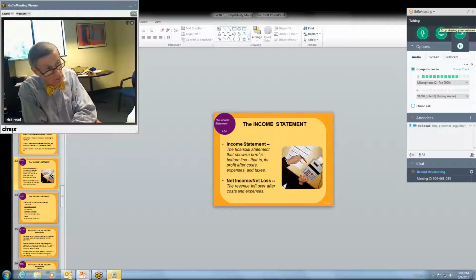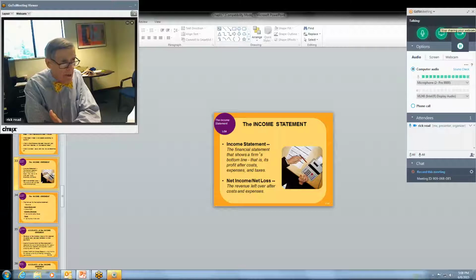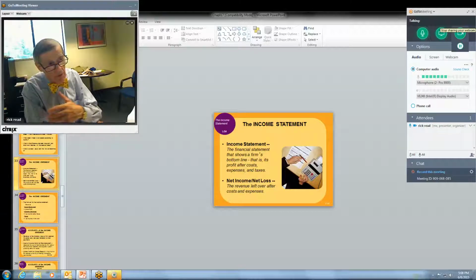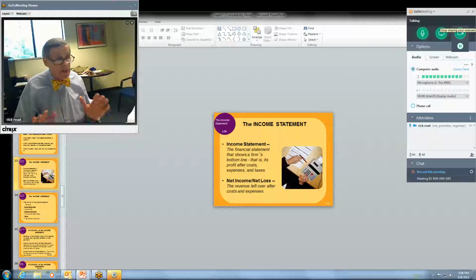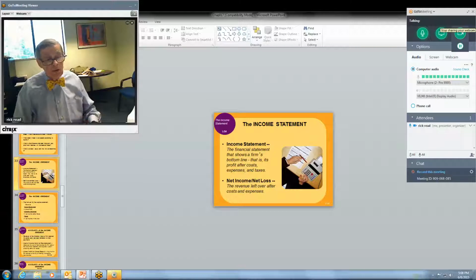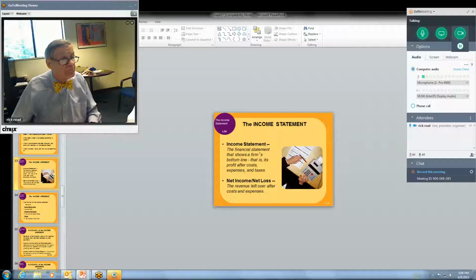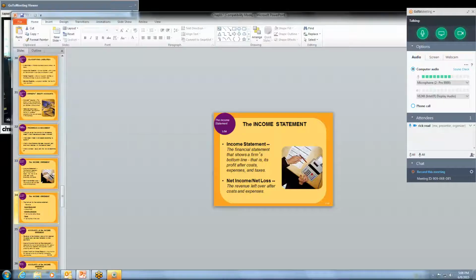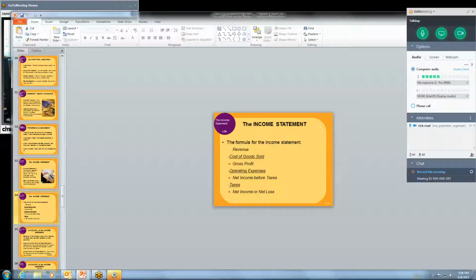Once we get through with that, whatever we have is either going to show net profit or net loss. It could be break even. You're not going to find that too often in a for-profit company. Not saying you won't, but more often than not, you'll find break even with a not-for-profit company. So that's the income statement. Now we're going to go on with more of the income statement.